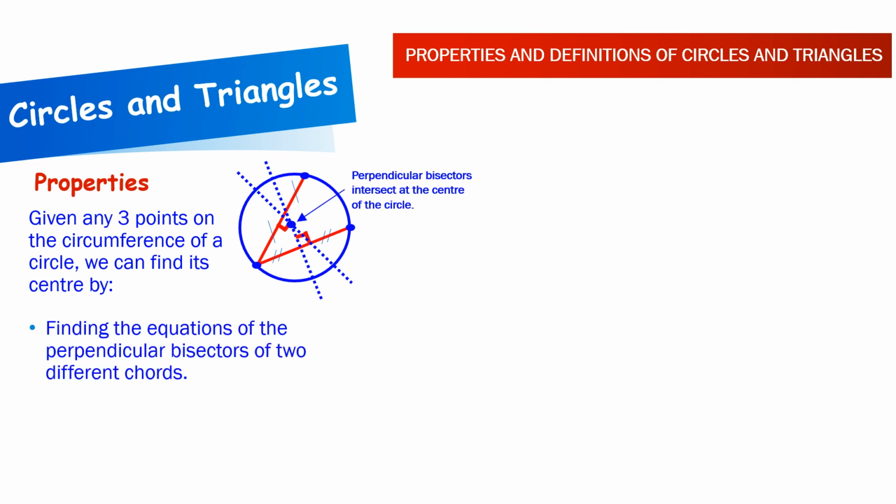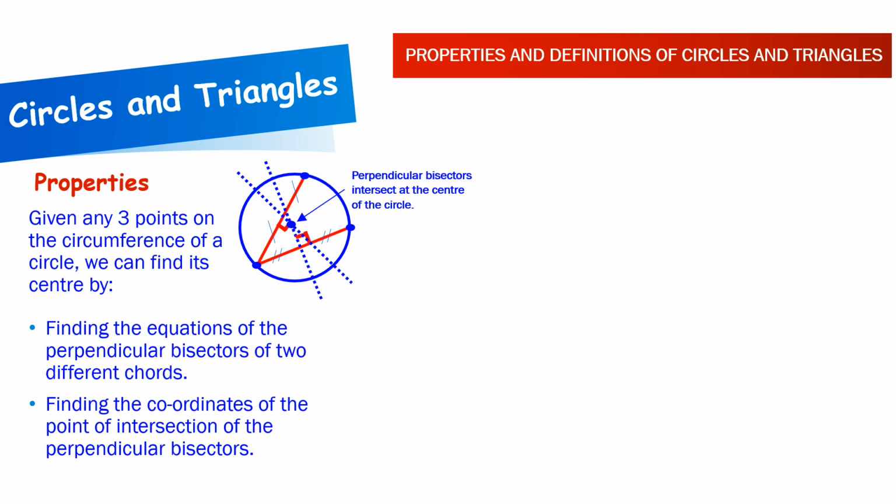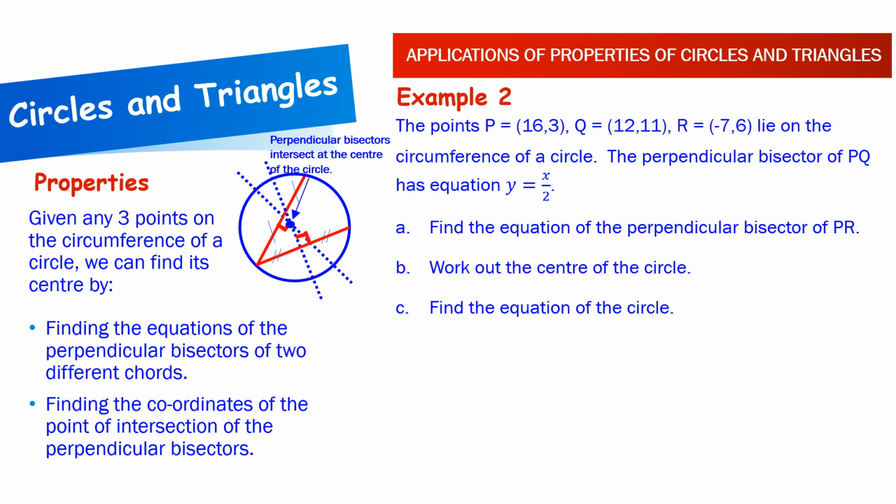And we can find its centre by finding the equations of the perpendicular bisectors of the 2 different chords, and then finding the coordinates of the point of intersection of the perpendicular bisectors. So let's take a look at an example. Pause the video and have a go.